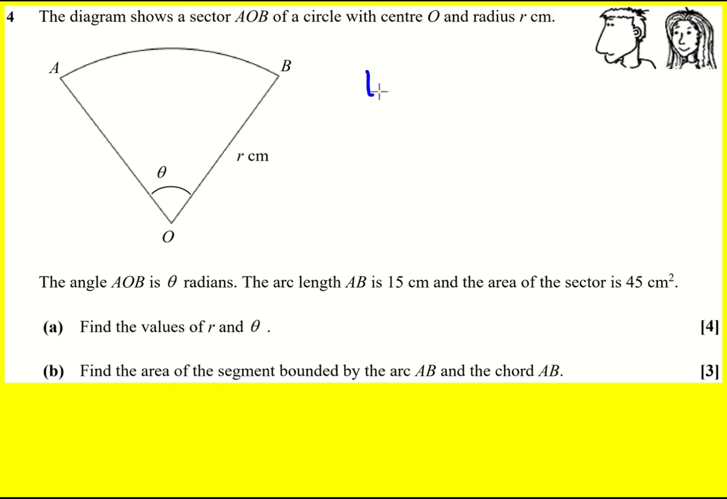Two formulae to be aware of when working in radians and sectors are the arc length, which is equal to r theta, and the area, which is a half r squared theta. Let me just show you where these come from.